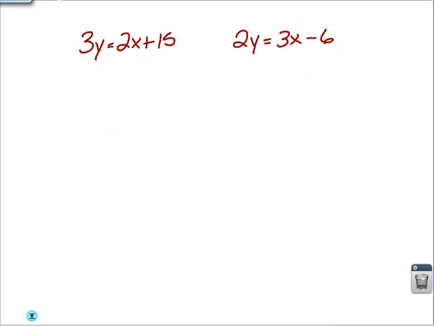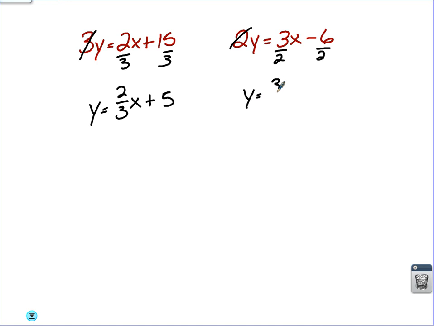Okay, next problem, let's do the exact same thing. And we've got to be careful on this one. Really, all we have to do is get rid of our numbers out in front of the y. So in order to do that, on our first, we're dividing everything by 3. So now we have y equals 2/3 x, plus 15 divided by 3 is 5. Second one, divide everything by 2. Get rid of that 2. We have y equals 3/2 x, minus 3.